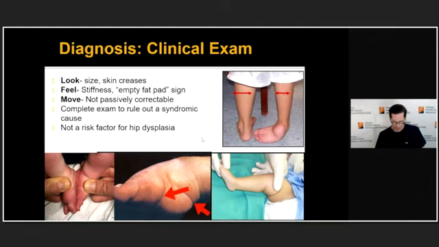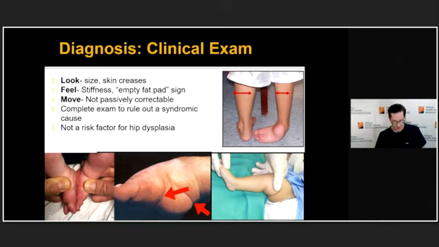And the child is going to have skin creases on the medial side of the foot as well as in the back of the hind foot, as you can see here. The foot is going to feel stiff. It's not going to move that well, particularly in dorsiflexion. Okay? In a true club foot, you're not going to be able to dorsiflex the foot up to or beyond neutral.